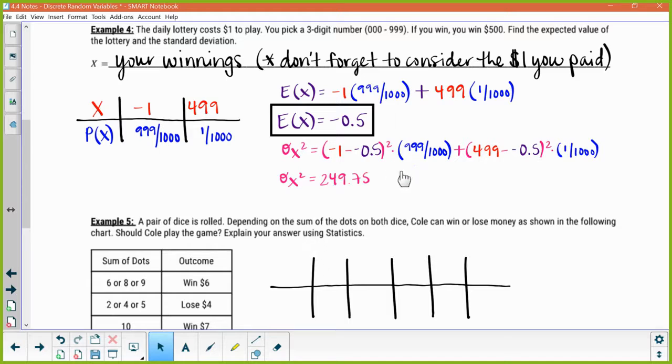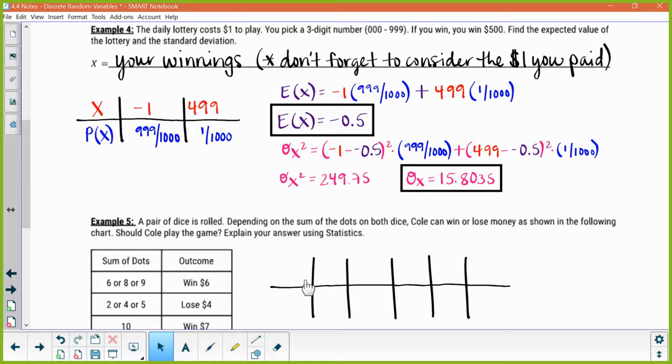And with that, my standard deviation is going to be 15.8035. So I can expect to have my values typically vary from the mean by about $15. So you may win almost $16. You may lose almost $16. That's the distribution around it. Remember, our mean is our center. We add standard deviations as we go out.